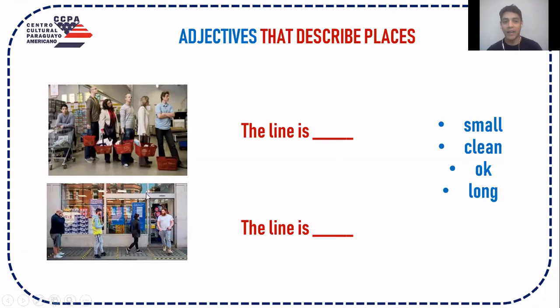And we have a line. Yes, we have two lines. This line and this line. So the line is small. The line is clean. Doesn't make sense. The line is okay. Or the line is long. Yes. So very good job. The line is long. So if we have a long line in the supermarket, we can also have the opposite.